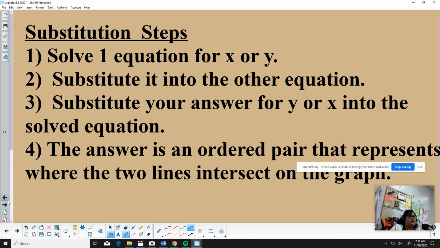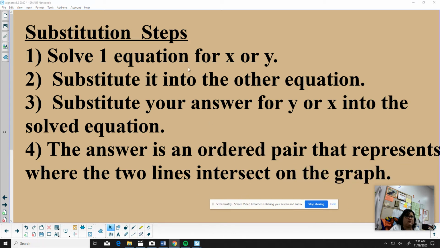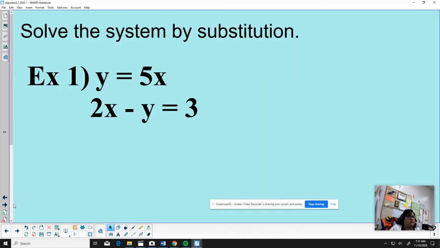Here are the directions for solving by substitution if you want to press pause and write them down. Some of you really like to write directions down, so if that's what you want to do, go ahead. I'm going to move on to keep the video short, but you pressed pause, so no big deal. All right, so this is the exact same system. We already know that the answer is -1, -5, but this time we're going to solve by substitution.